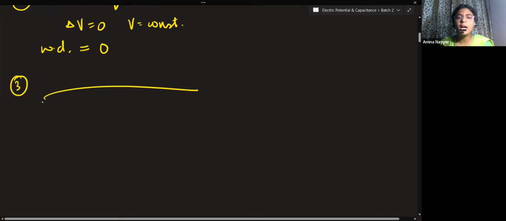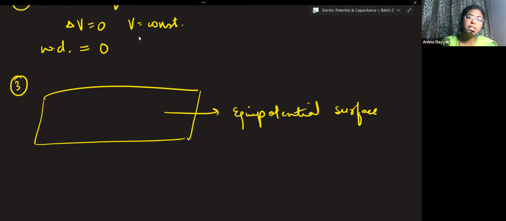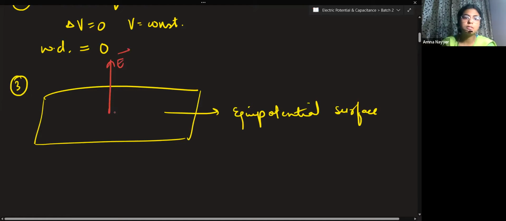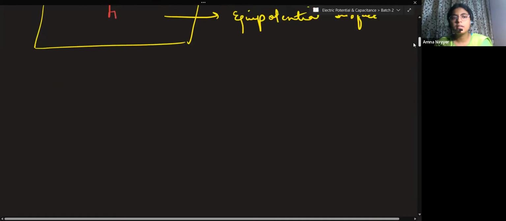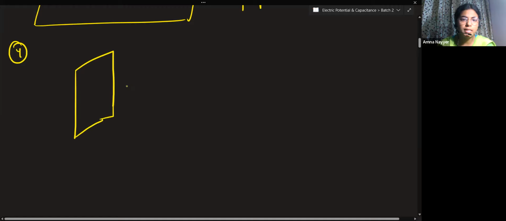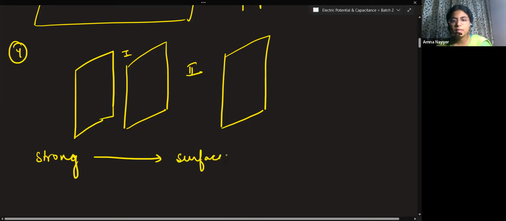One other property: if you have a random surface that is an equipotential surface, the direction of electric field will always be perpendicular to it. Electric field is perpendicular to the equipotential surface. This is another property of it. Apart from this, when we did electric field lines, we drew that when field lines are kept together, it shows that strength is high. Similarly, you have equipotential surfaces aligned closer together in this manner, and then equipotential surfaces far apart from each other. This is region 1, this is region 2. So if electric field lines are strong, then equipotential surfaces are closer.